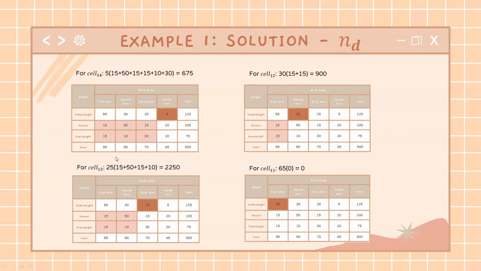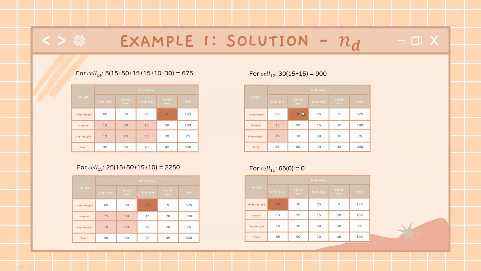Next, we compute for n sub d. We begin with the cell in the upper right corner of the table, cell sub 1, 4. Then we look at the frequencies below this row and to the left of this column. So we have 5 times the quantity 15 plus 50 plus 15 plus 15 plus 10 plus 30, which is equal to 675. Next, for cell sub 1, 3, we look at the frequencies below the row and to the left of this column. So we have 25 times the quantity 15 plus 50 plus 15 plus 10, which is equal to 2,250.